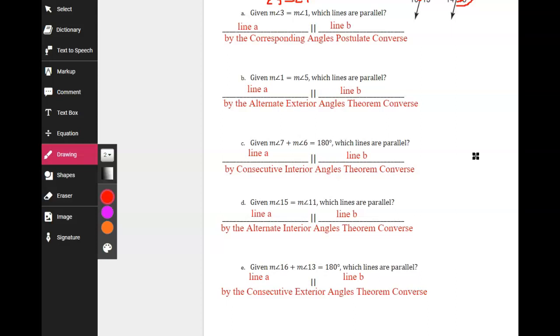So it's the converse that proves that the lines are parallel. It's the actual theorems or postulates that prove that we've got congruent or supplementary pairs of angles. So I'm going to go ahead and scroll down.